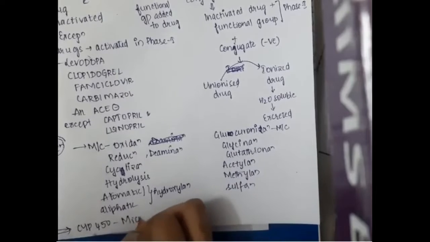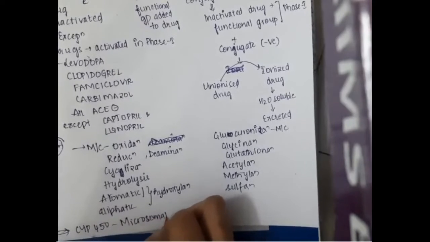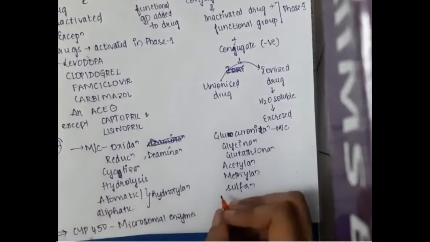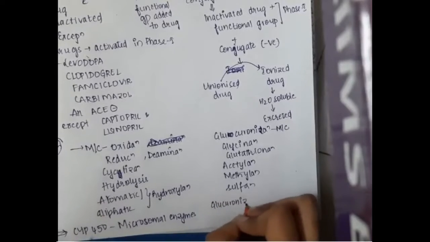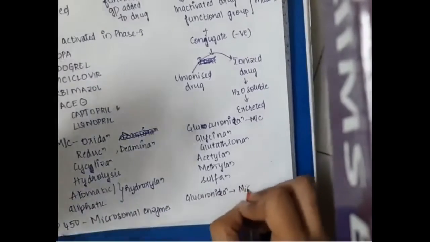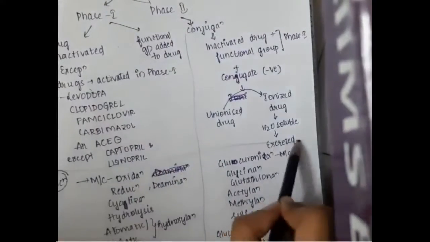Then, in phase 1 reactions, CYP450 enzymes, that is microsomal enzymes, are involved, whereas in phase 2 reactions, glucuronidation, that is microsomal enzymes, is involved, whereas other reactions are non-microsomal enzymes, right?